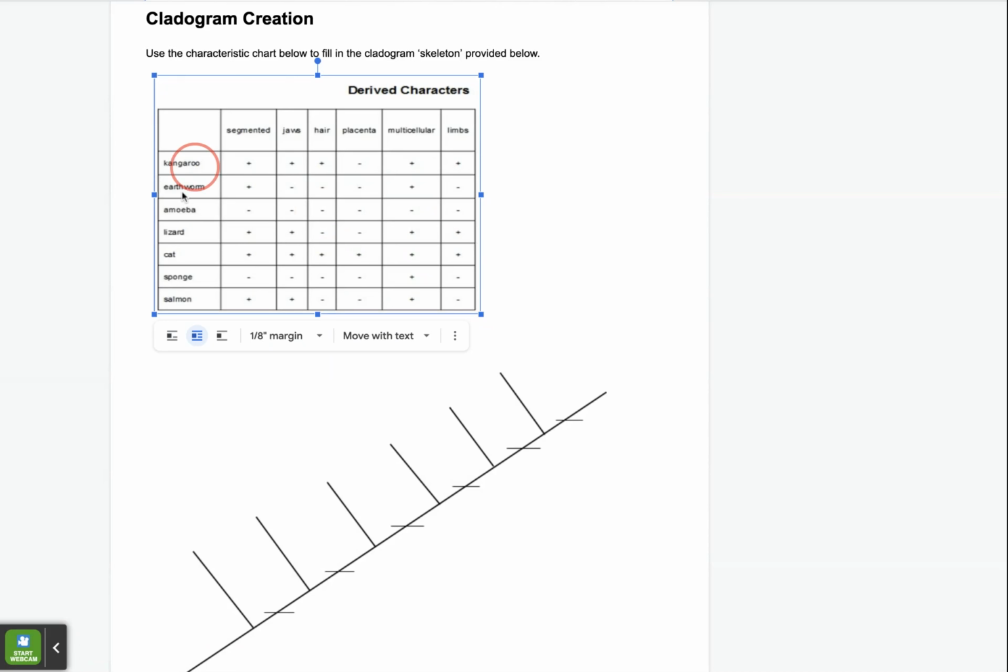So there are 1, 2, 3, 4, 5, 6, 7 different organisms that you'll be placing along the outside here. So there's 1, 2, 3, 4, 5, 6, 7 places on the clads around the outside. And then there are 1, 2, 3, 4, 5, 6 traits that you'll be putting. So a trait here, a trait here, a trait here, here, here, here.